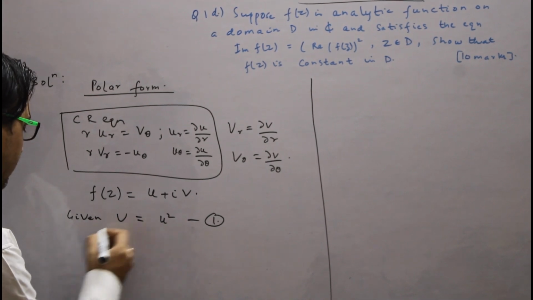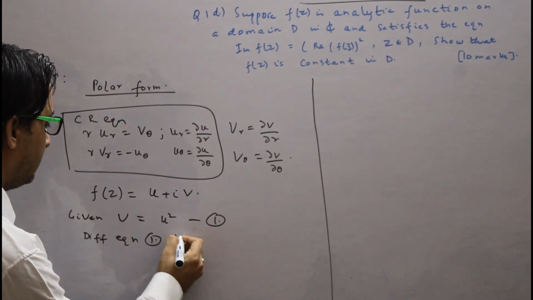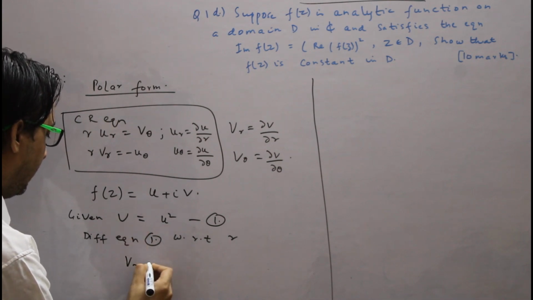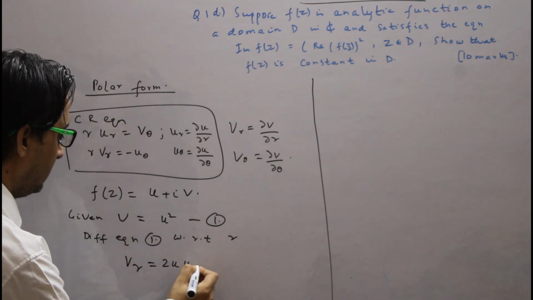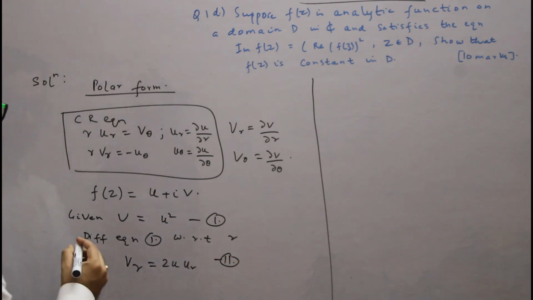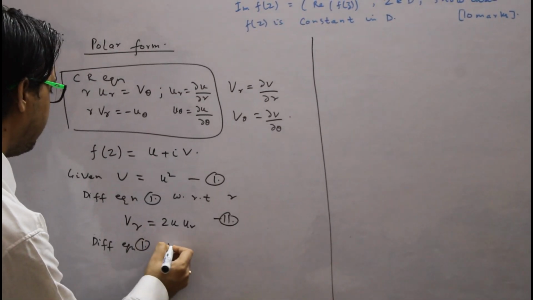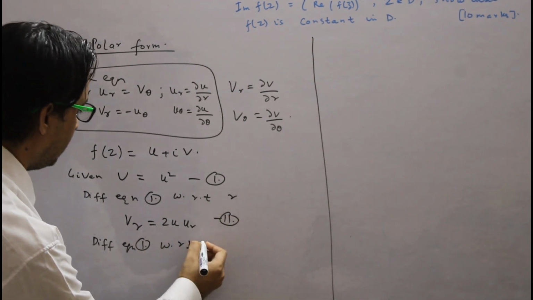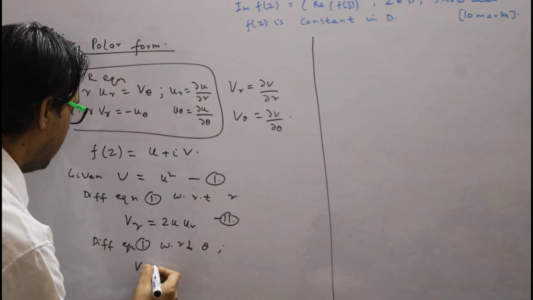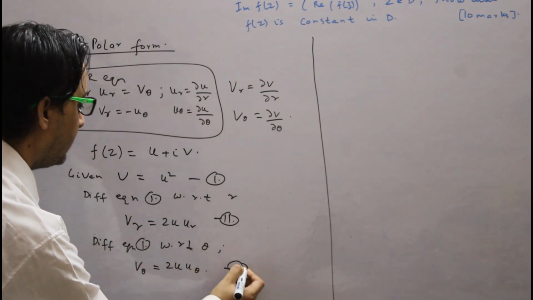I can differentiate equation 1 with respect to r. So I can write v_r is equal to 2u u_r. I will call this my equation number 2. Now again I will differentiate equation 1 with respect to theta. So we get v_theta is equal to 2u u_theta. I will call this my equation 3.